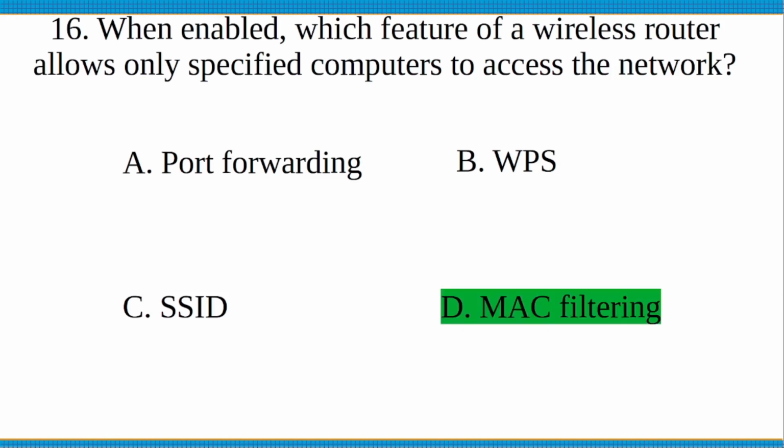MAC filtering. So MAC filtering is a security option that can specify the only computers with specific MAC addresses. Port forwarding is a feature of firewalls. WPS is an easy setup mechanism for wireless networks. SSID is the wireless network name.